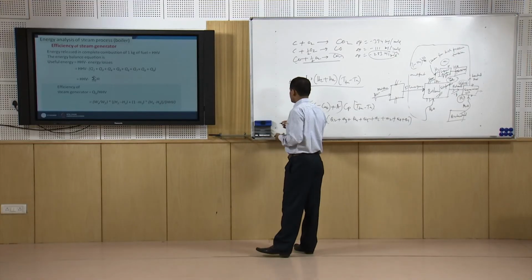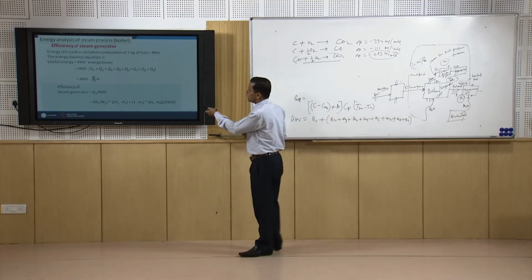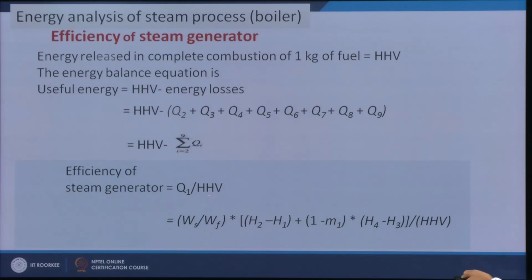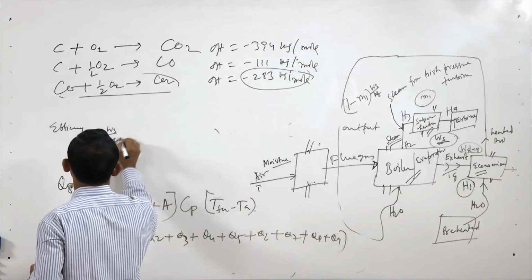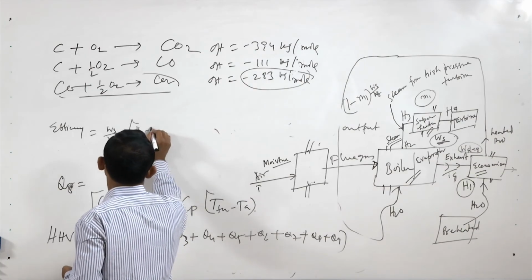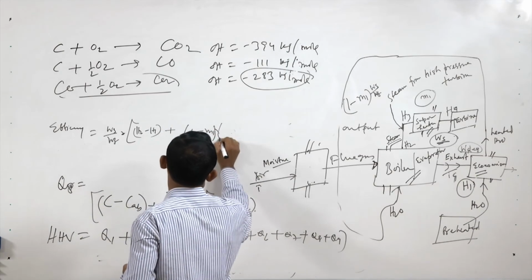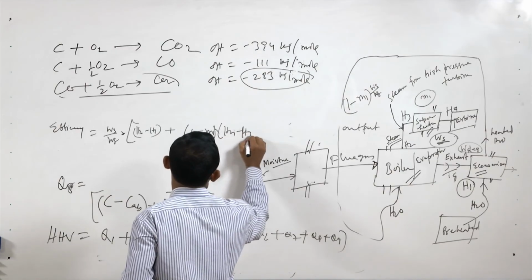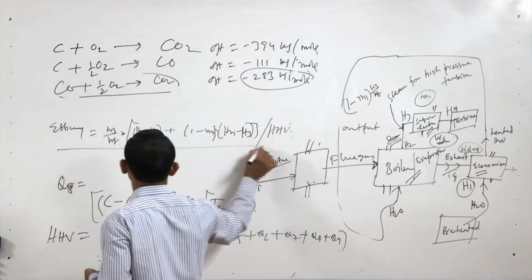So, what will be the efficiency in this case? Efficiency will be useful energy, that is Q1, divided by HHV. So, that efficiency is equal to Ws by Wf into H2 minus H1 plus 1 minus m1 into h4 minus h3, divided by HHV. So, this is the efficiency.